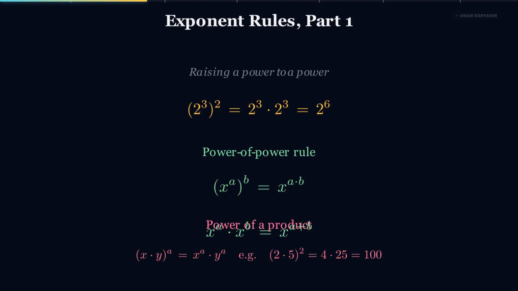And the third rule, power of a product. For any bases x and y and any exponent n, (x times y) raised to the power n equals x to the power n times y to the power n. The exponent distributes to every factor inside the parentheses. Quick numeric check, (2 times 5) squared equals 2 squared times 5 squared, which equals 4 times 25, which equals 100. The same answer comes out either way, because the exponent simply gets handed to each factor.